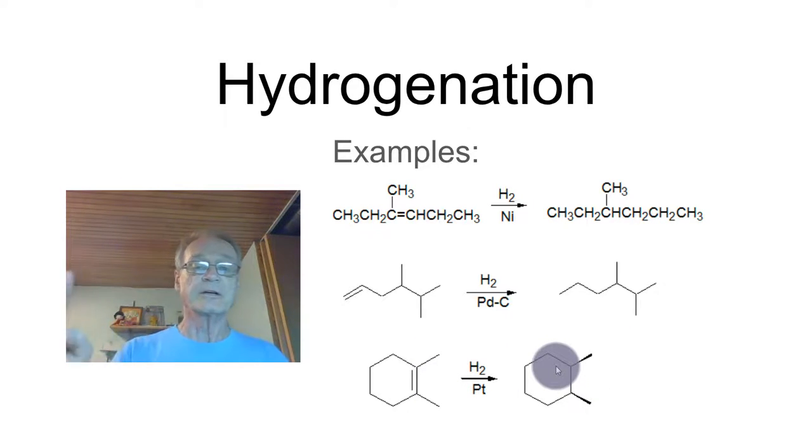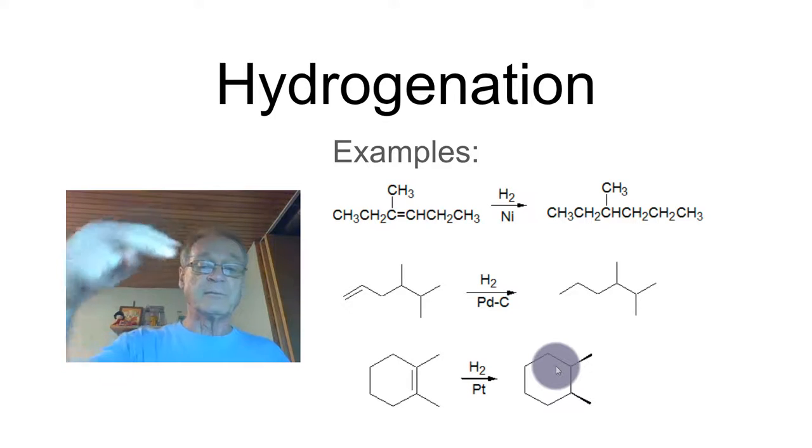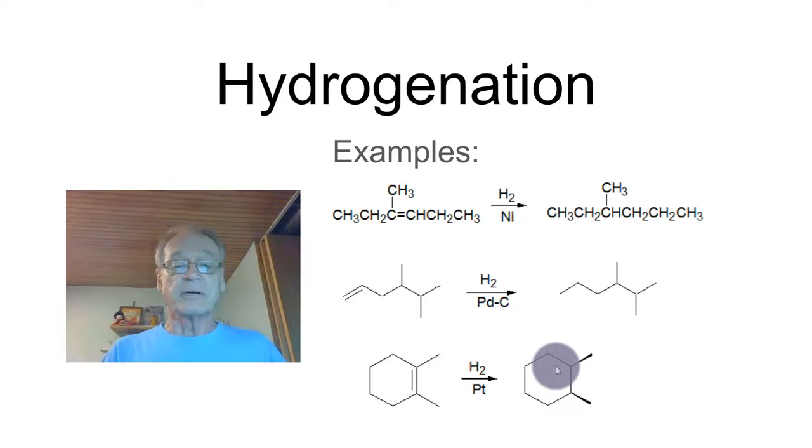the 2 hydrogens that added in add to the same side, and that means the methyl groups have to go to the same side. So if the hydrogens added to the top, the methyl groups would go to the bottom. If the hydrogens added to the bottom, the methyl groups would go to the top. Now in this particular case, notice that we don't have to say plus enantiomer because this is not a chiral compound, it's a meso compound.